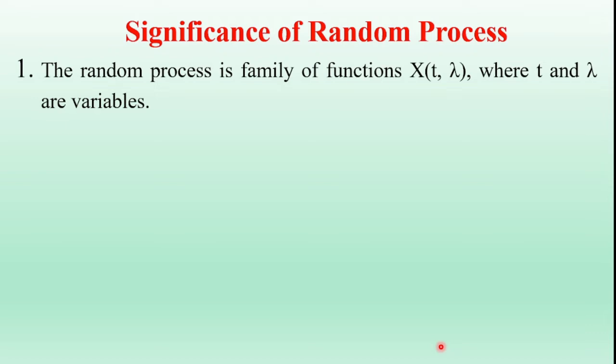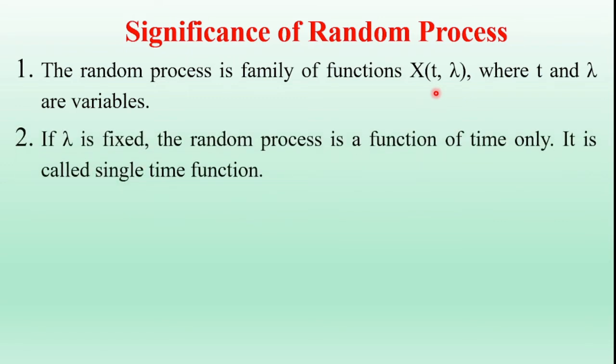The random process is a family of functions. It is denoted simply by x of t or x of t comma lambda, where t and lambda are the variables. So in this representation, family of functions x of t comma lambda, if lambda is fixed, the random process is a function of time only. It is called a single time function, and that is the second significance.